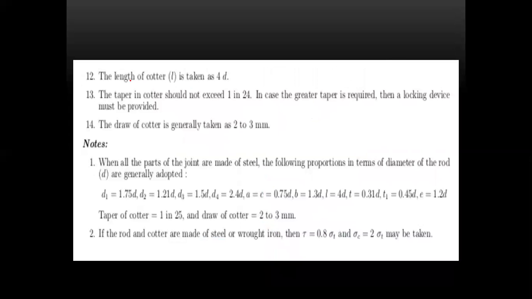Next, the length of the cotter l should be determined. Next, the taper in the cotter should not exceed 1 in 24. In case a greater taper is required, then a locking device must be provided. The draw of the cotter is generally taken as 2 to 3 mm. So these are the design conditions for this socket and spigot joint.